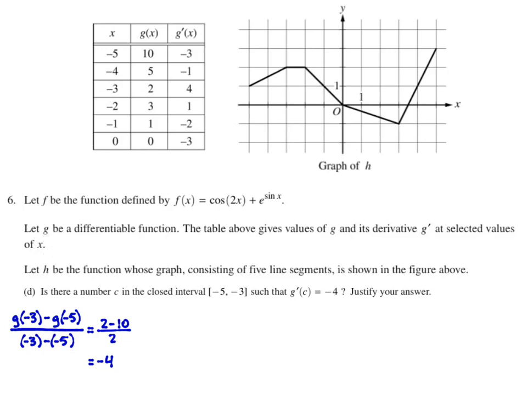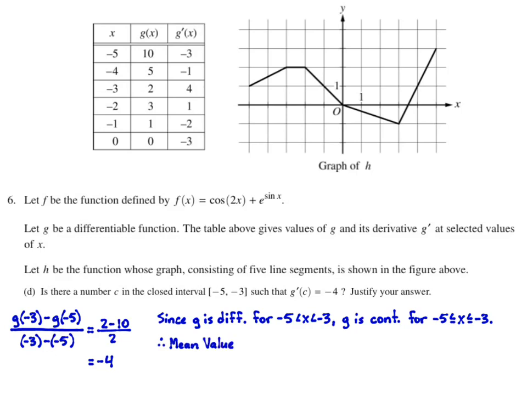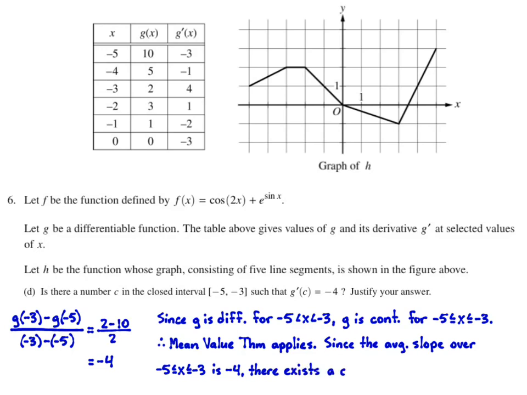Well, it says that g is differentiable over the entire interval. It looks like it's a differentiable function, which means it's differentiable from -5 to -3, which implies that it's continuous over that same closed interval, which means that the mean value theorem will apply. And then as a result of that, we'd say since the average slope over the interval -5 to -3 is -4, then there will be a c value that exists between -5 and -3 where the derivative is equal to -4.